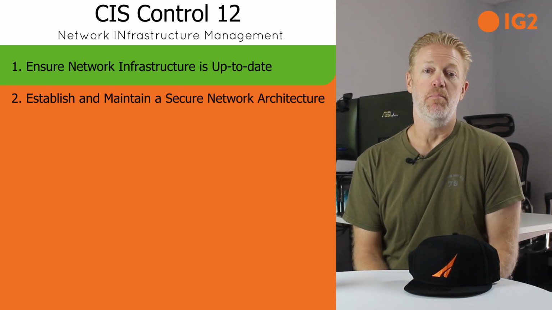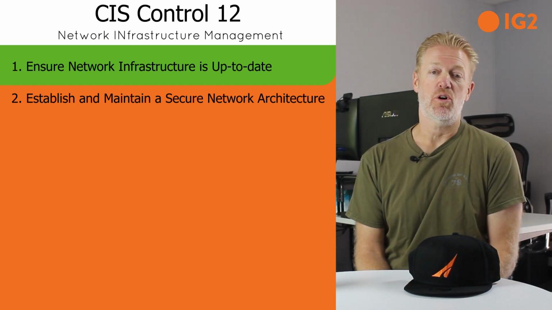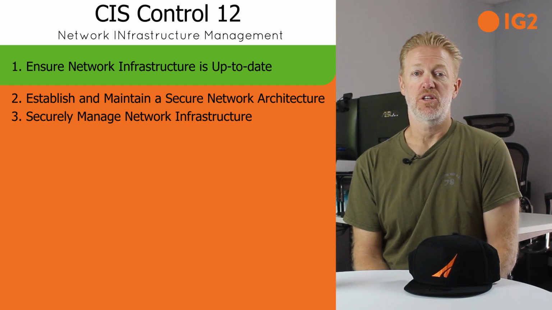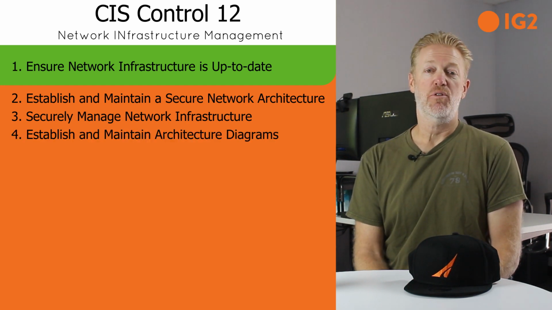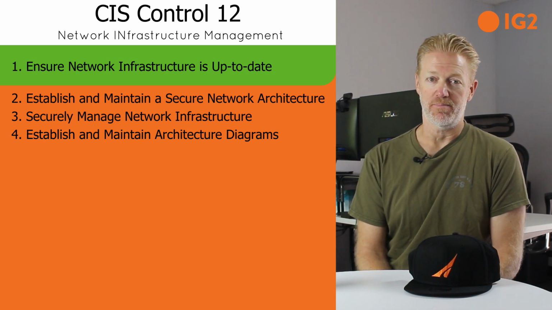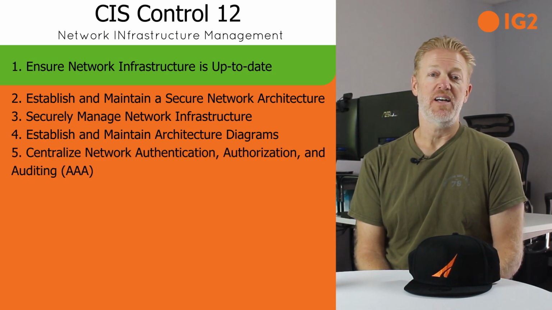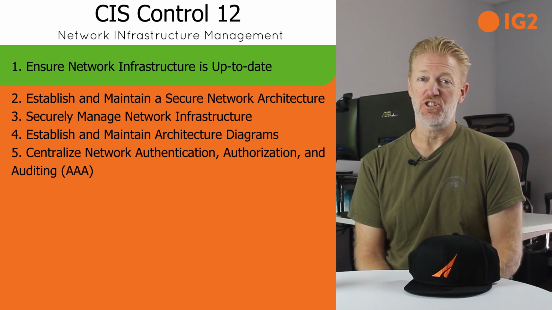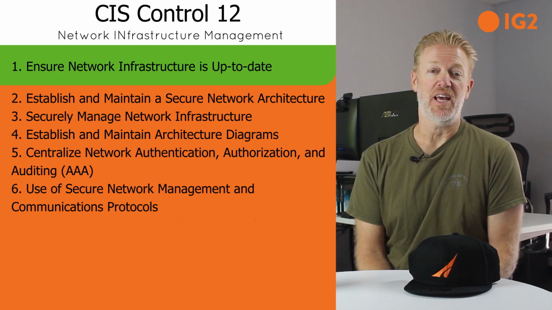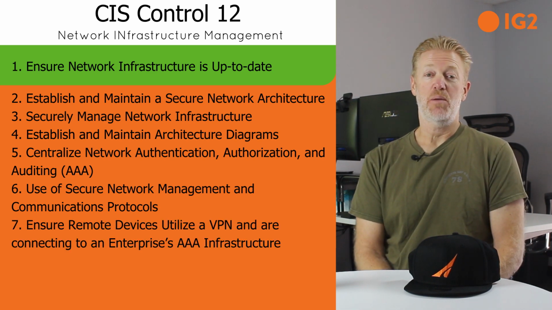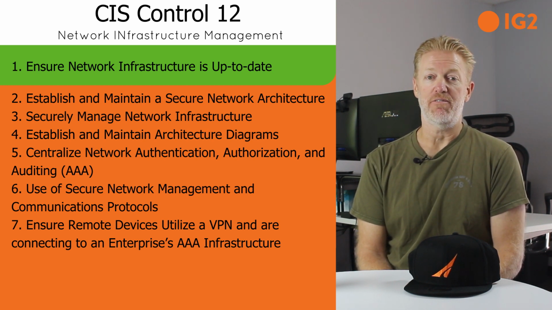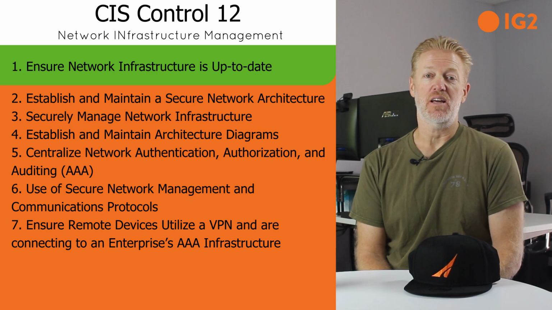Item number 2, maintain a secure network architecture. Item number 3, securely manage your network infrastructure. Item number 4, establish and maintain a network diagram. Item number 5, centralize network authentication. Item number 6, use of secure network management and communication protocols. And item number 7, ensure that all remote users are connecting to a VPN and that they're communicating through a secure AAA infrastructure.